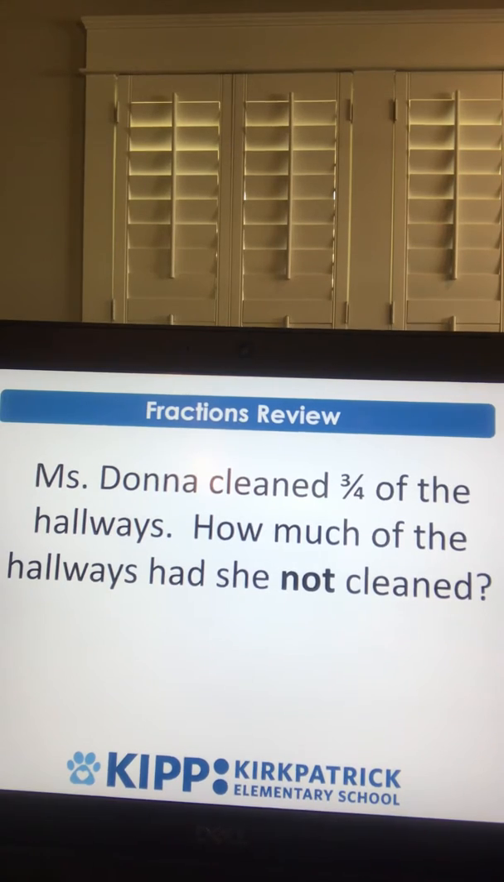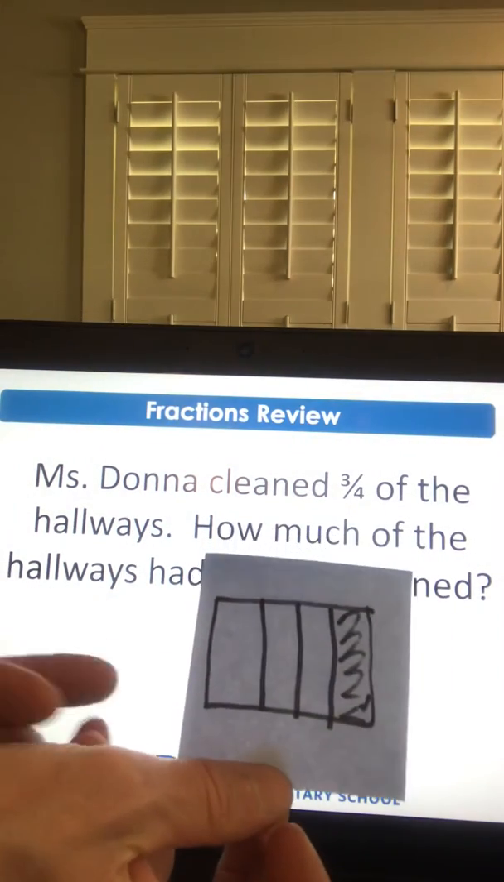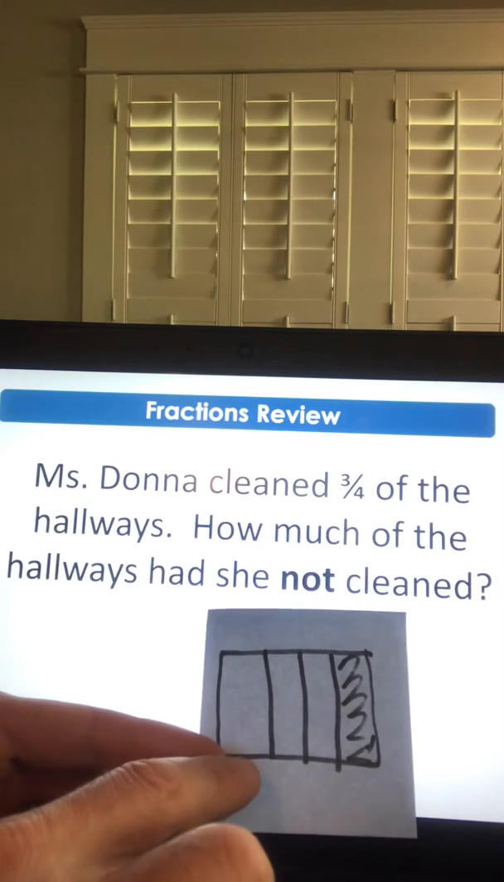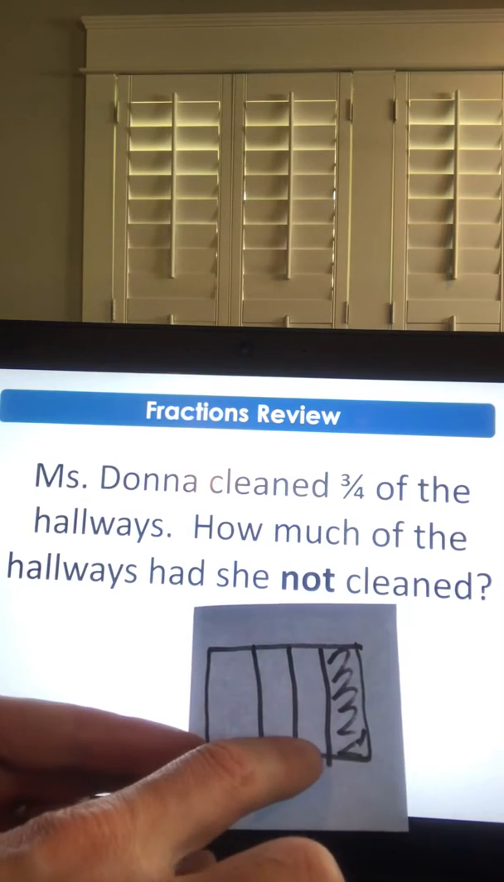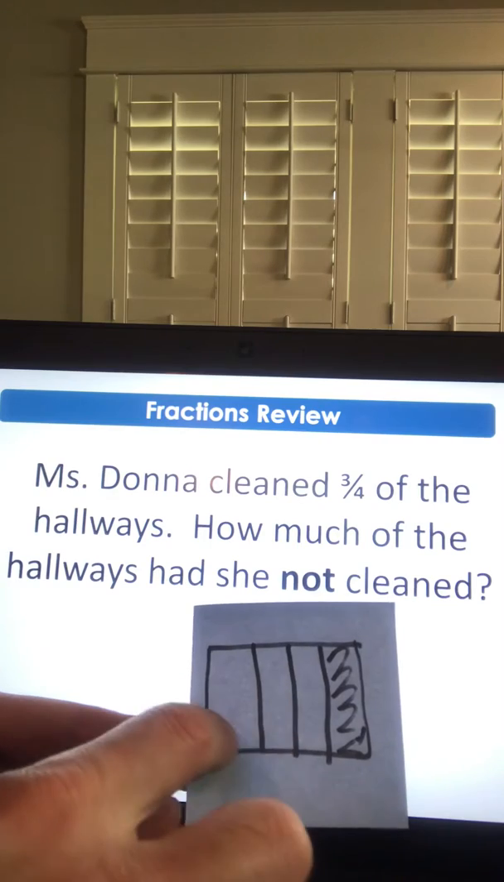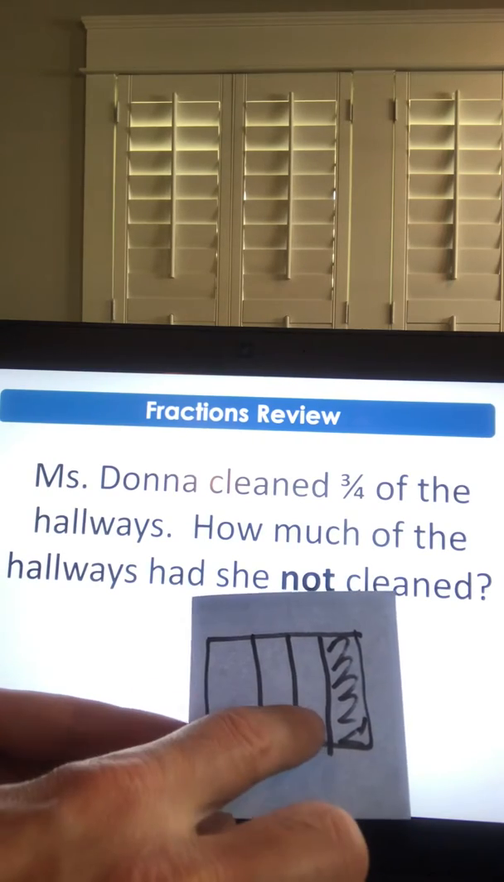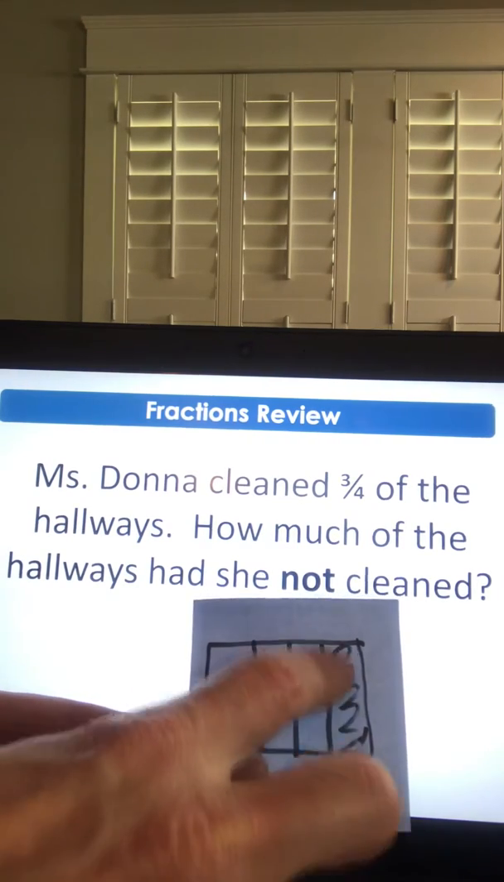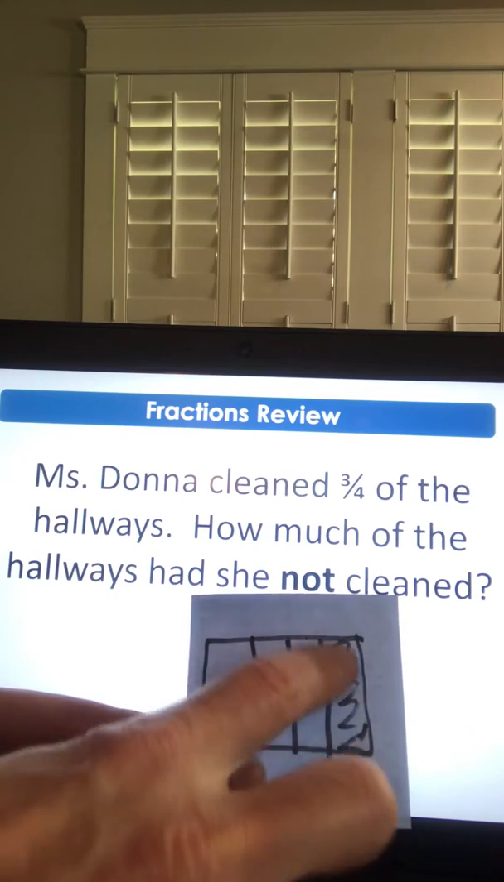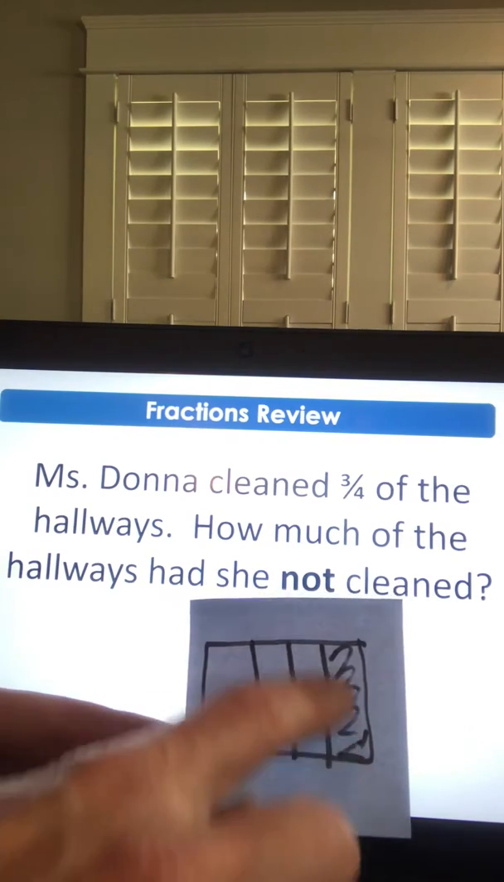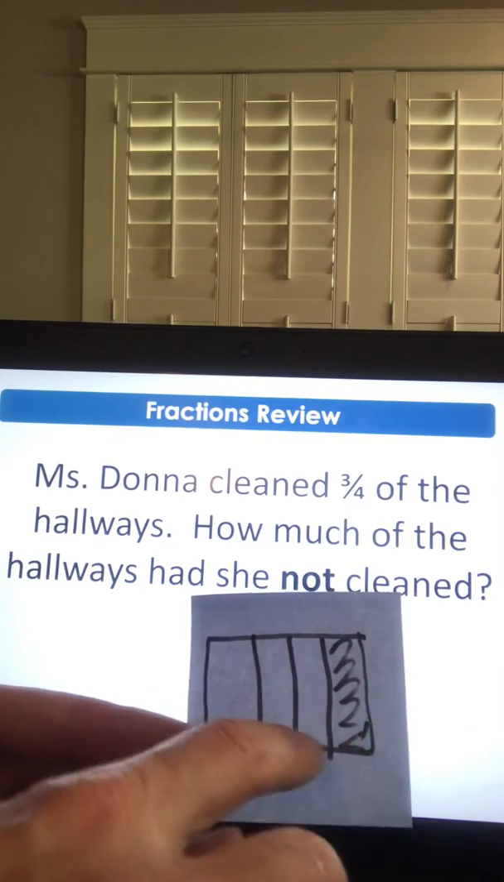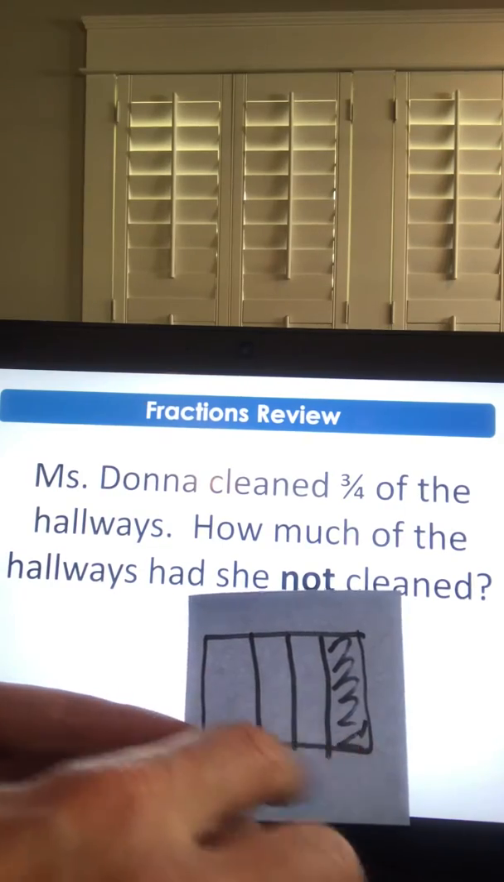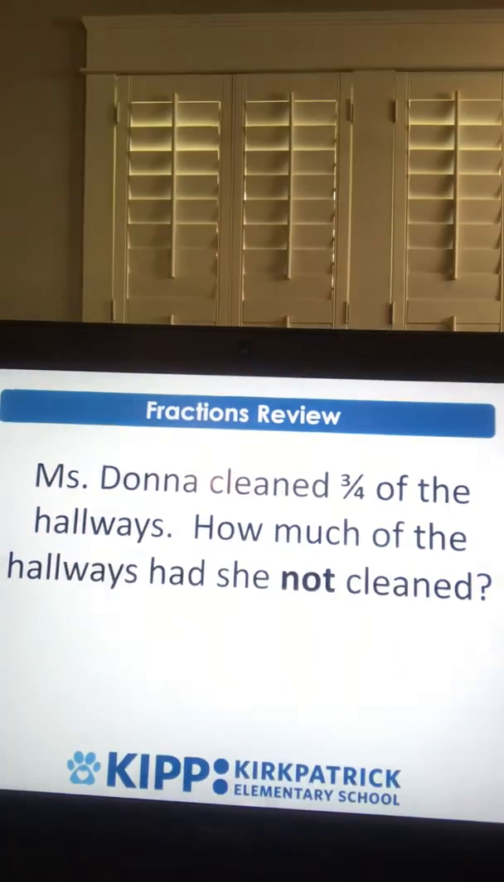So to solve this one, I drew a picture because I thought that that would help me. And the problem told me that 3/4 of the hallways were already done. So I just drew a rectangle of fourths. And then I saw that it was 1/4 that was not yet done. So my answer would be 1/4 because 1/4 plus 3/4 would be the whole hallway.